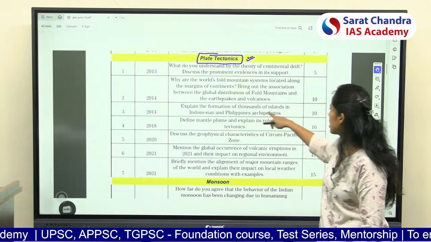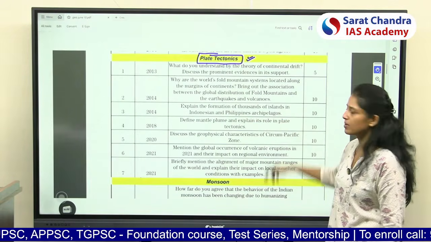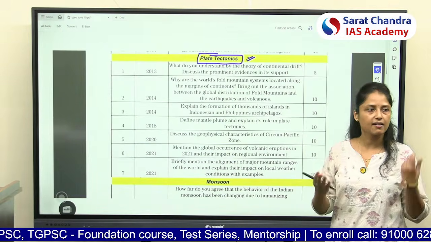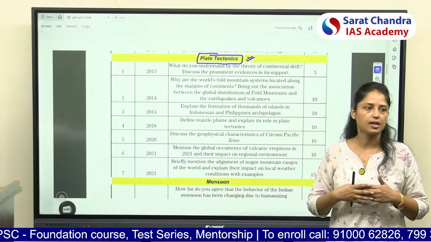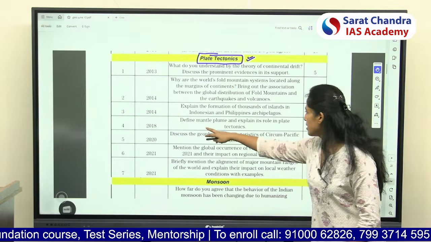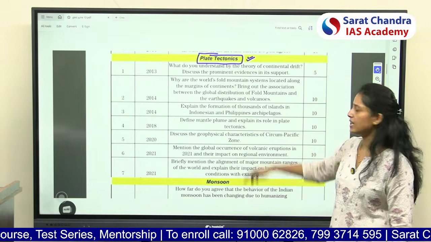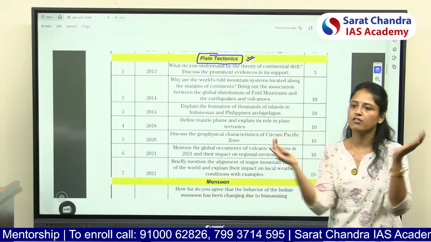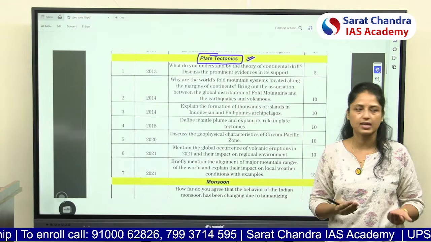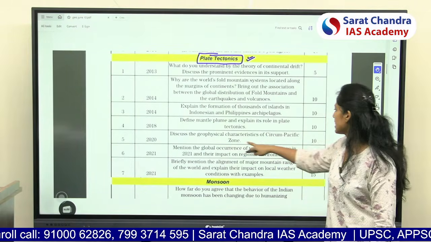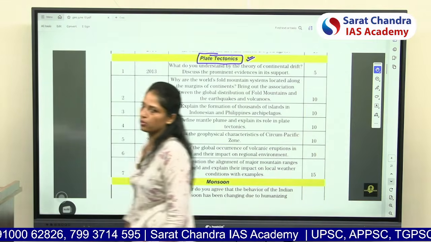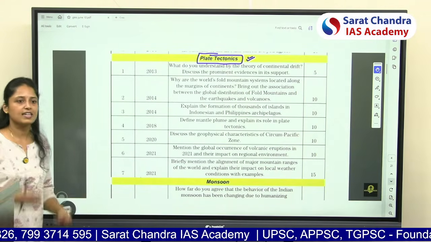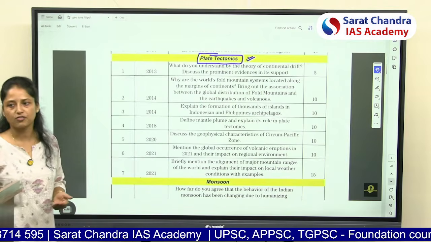Explain the formation of thousands of islands in Indonesia and Philippines archipelagos, directly related to the convergent boundaries under plate tectonics. Define mantle plume and explain its role in plate tectonics. So mantle plume is the only reason because of which plates are diverging or plates are converging. So very basic thing. Discuss the geophysical characteristics of circum-Pacific zone. Circum-Pacific zone is an important convergent zone in the Pacific Ocean.